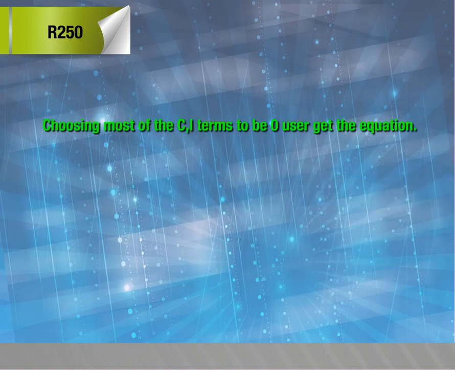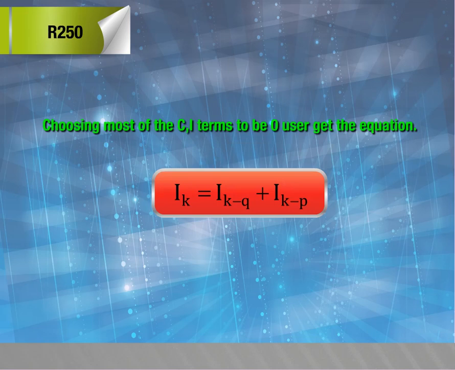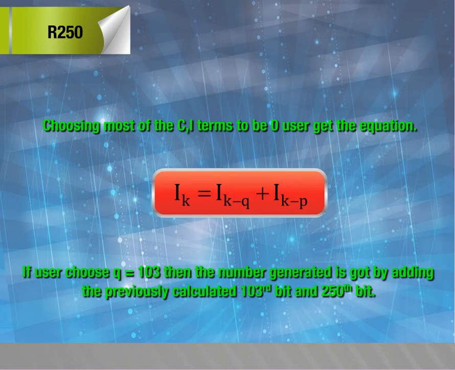Choosing most of the Ci terms to be 0, the user gets the equation Ik is equal to Ik minus Q plus Ik minus P. If the user chooses Q equal to 103, then the number generated is got by adding the previously calculated 103rd bit and the 250th bit.